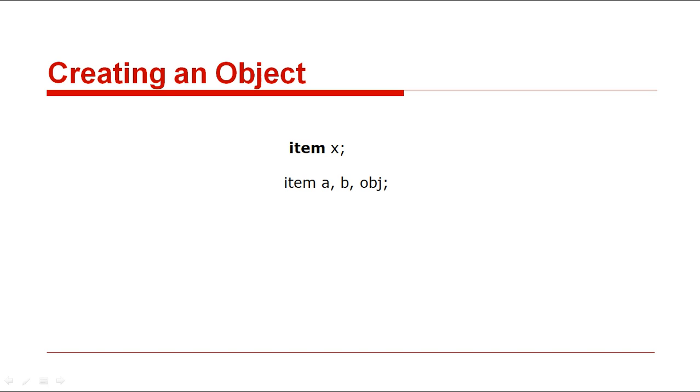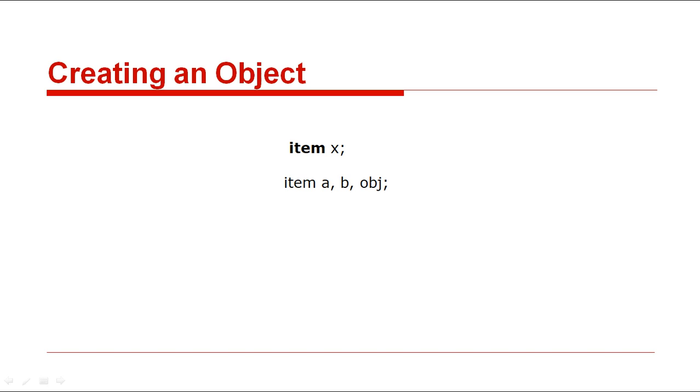Clear? Then here I want to declare multiple variables with the same class. Then here item A, B, obj. These three, A, B and obj, are the objects.